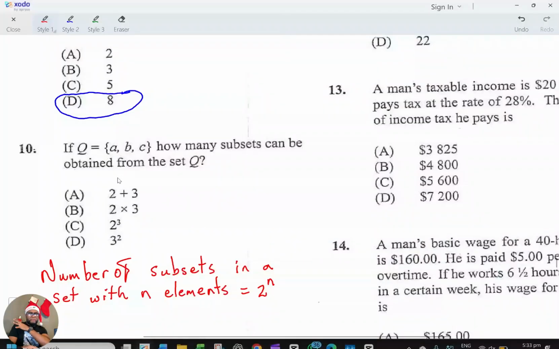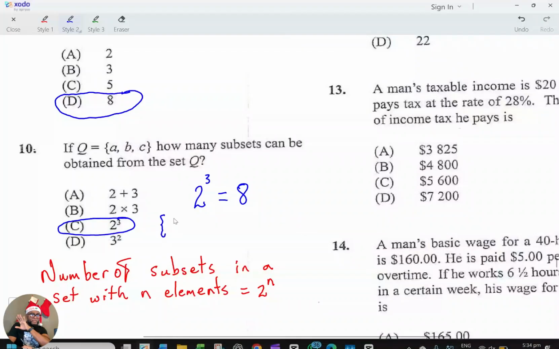So n will be the number of elements in the set. How many elements do we have in Q up here, my children? 3. So it will be 2 to the power of 3. My answer here will be C. 2 to the power of 3 is actually equal to 8.